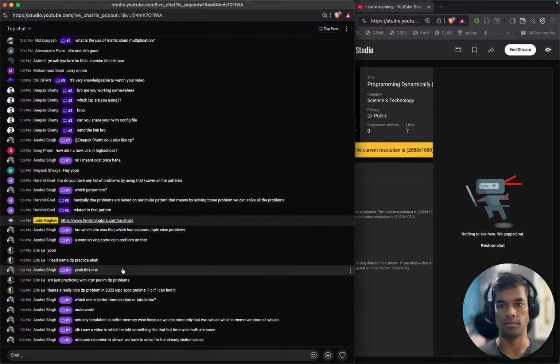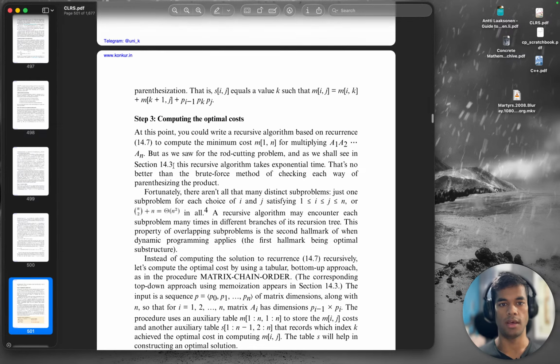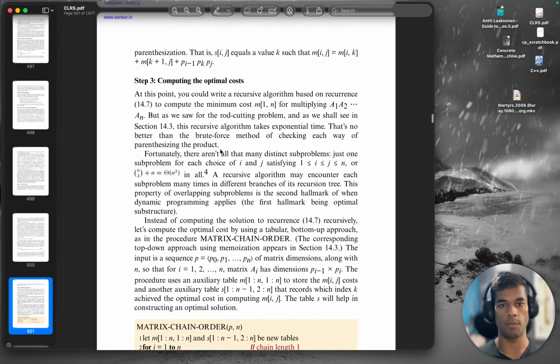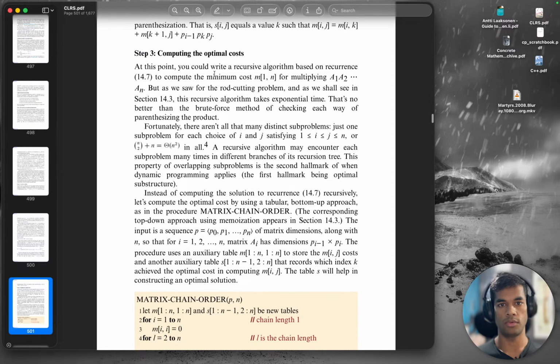Anyways, we can go on to the third step, computing the optimal costs. At this point, you could write a recursive algorithm based on the recurrence to compute the minimum cost m[1, n] for multiplying A1 to An. But as we saw for the rod cutting problem, and as we shall see in section 14.3, this recursive algorithm takes exponential time. It is no better than the brute force method of checking each way of parenthesizing the product.